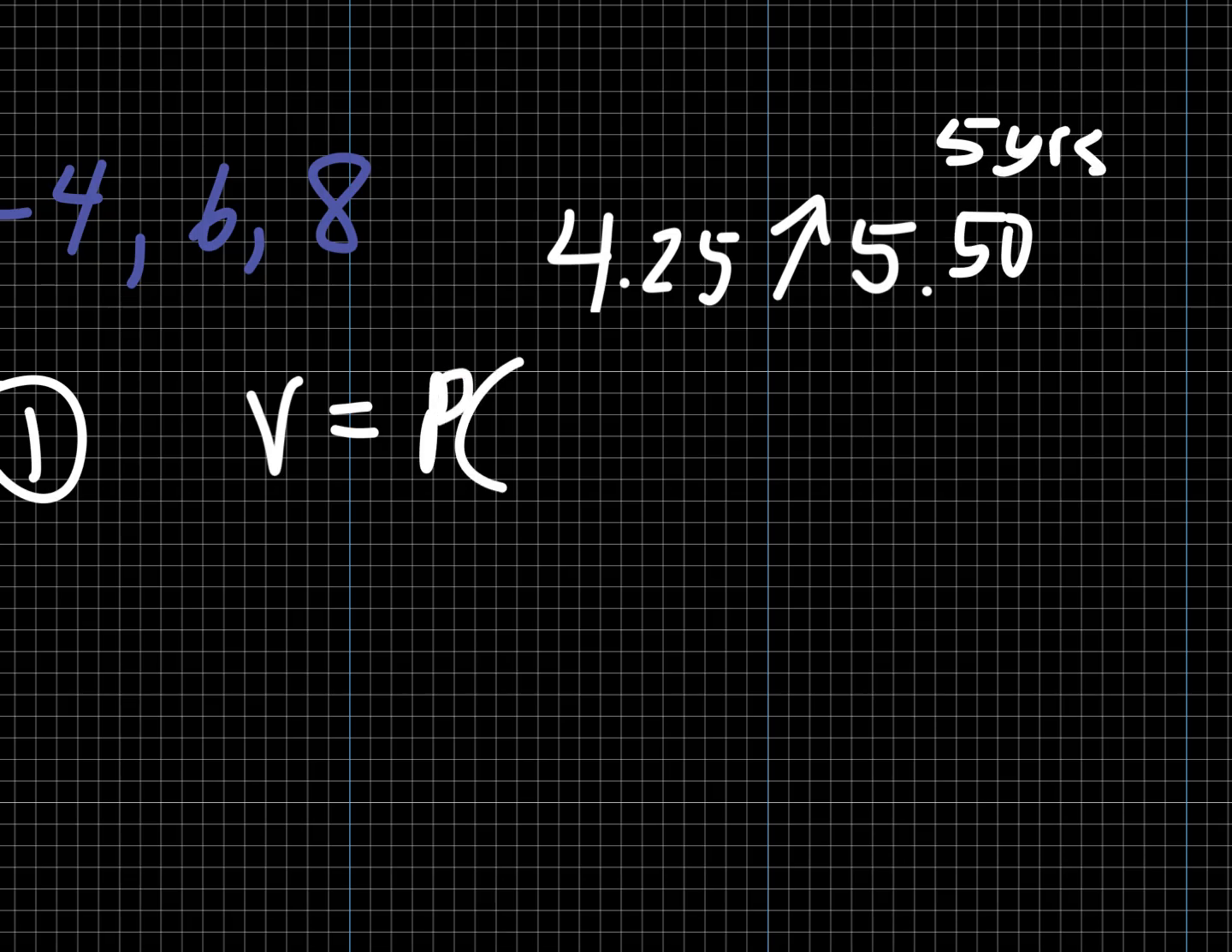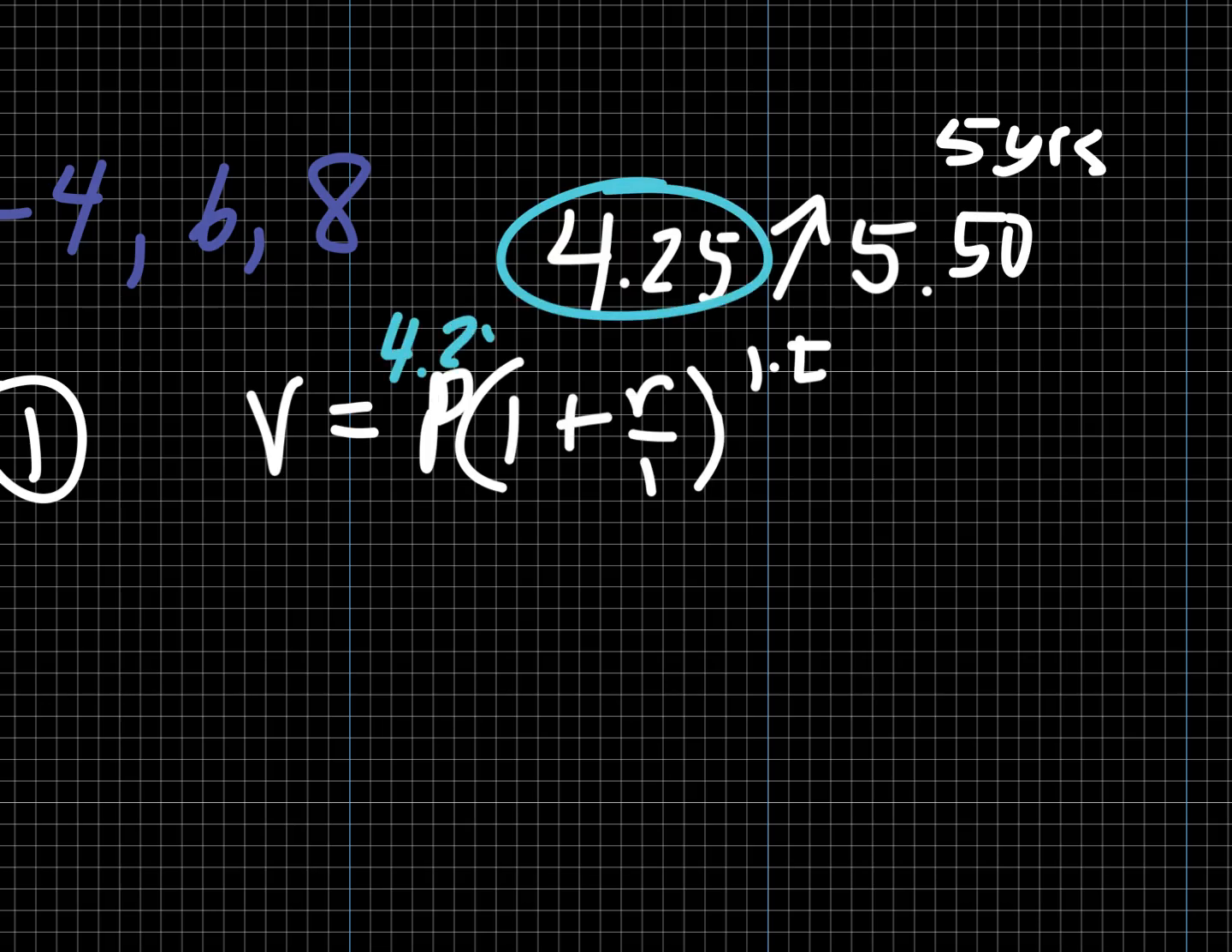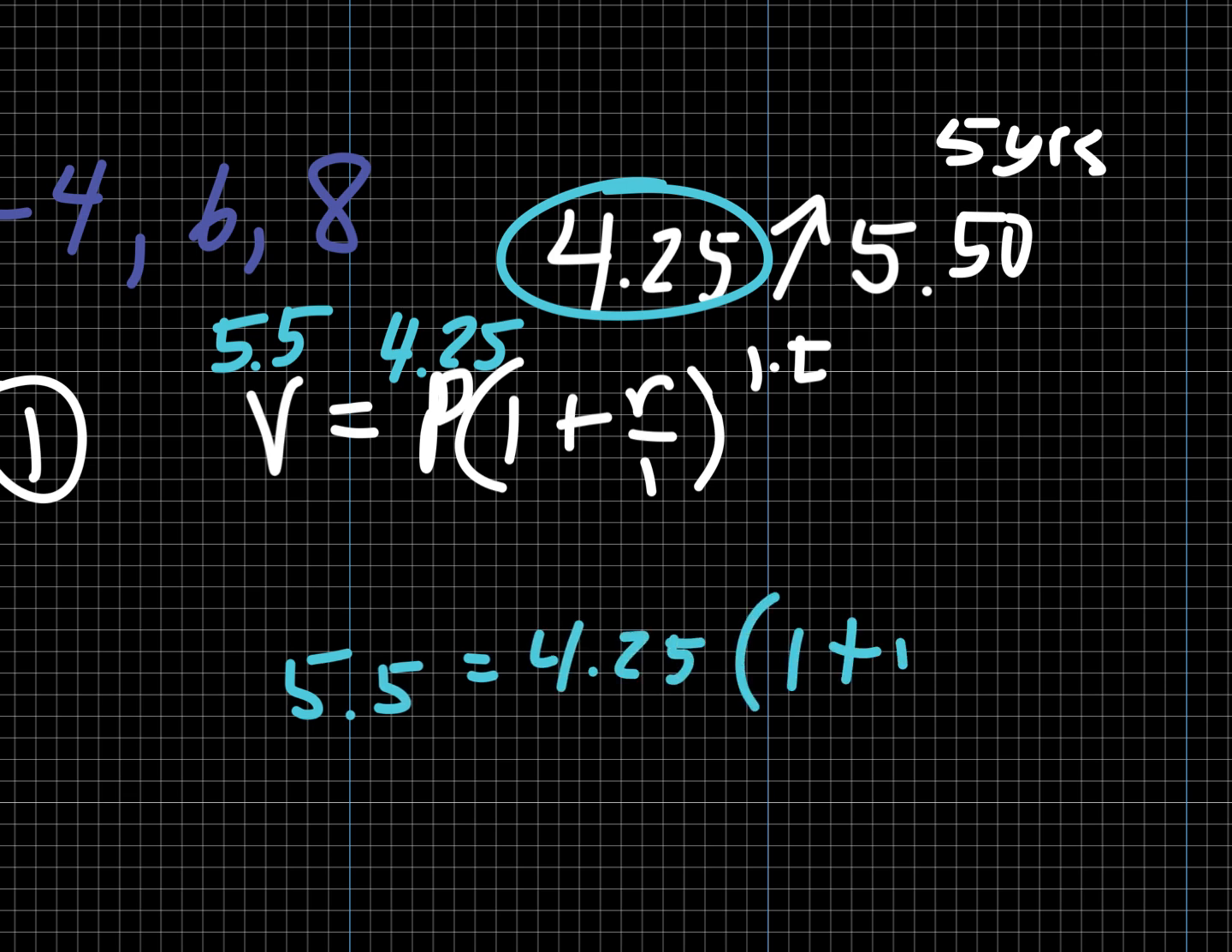Now I'm going to use that formula again. P times 1 plus R. And did they ever say anything about monthly? No, then it's R over 1, which you'll know is just R, to the NT, and you'll know that N is just 1. So then it's really just T. And then I'm going to put the P in for, remember, principal is what you started with. We started with $4.25. And the 5.5 is the value at the end. So we got 5.5 equals 4.25 times 1 plus the R to the 5, which is the years.